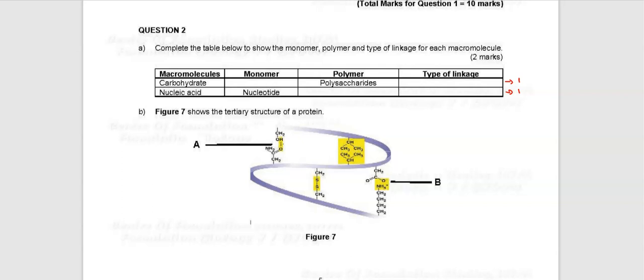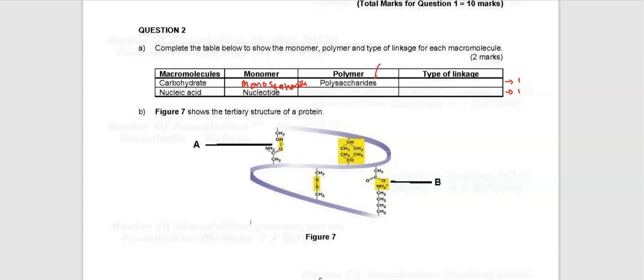And then for nucleic acid, the monomer is nucleotide as it says there. I'm just going to write the answer. Monosaccharide. So the polymer for carbohydrate is polysaccharides.